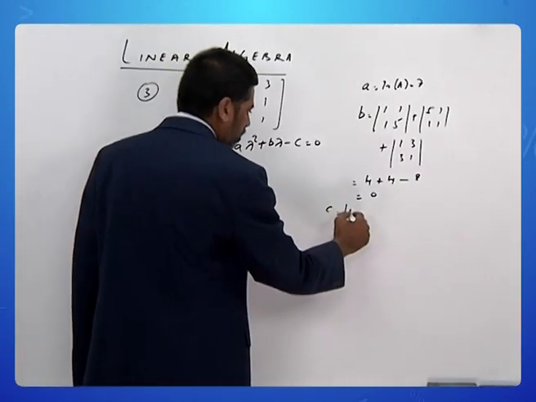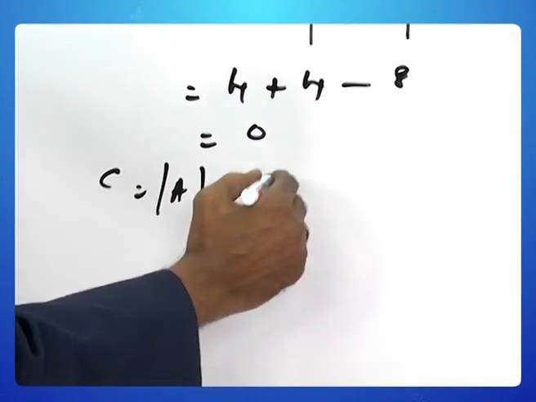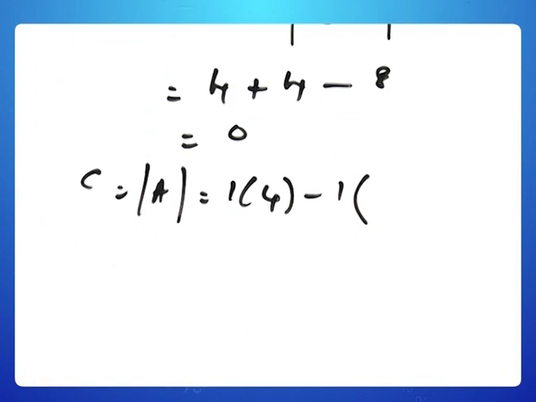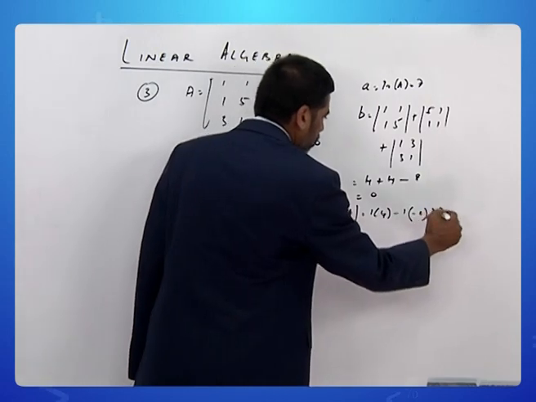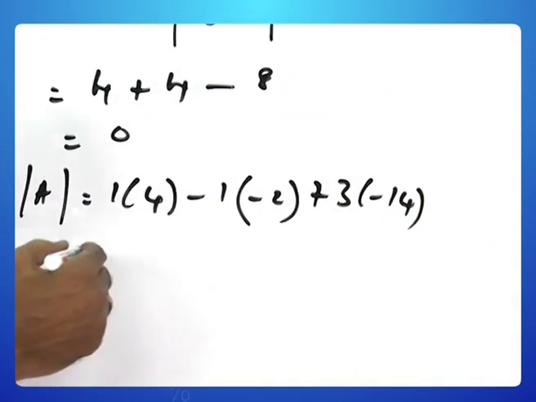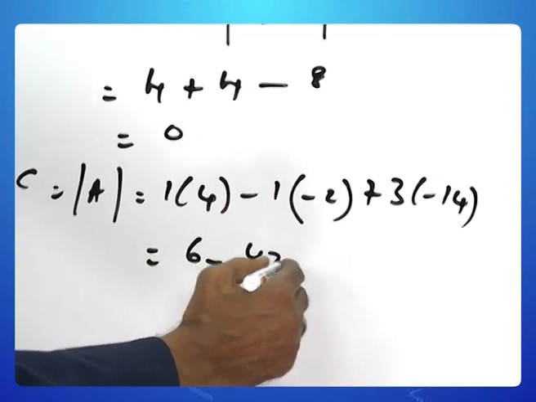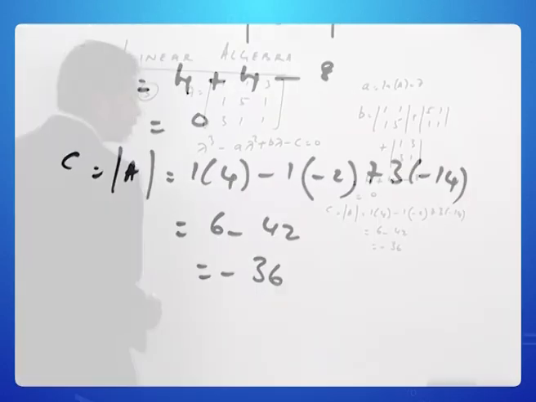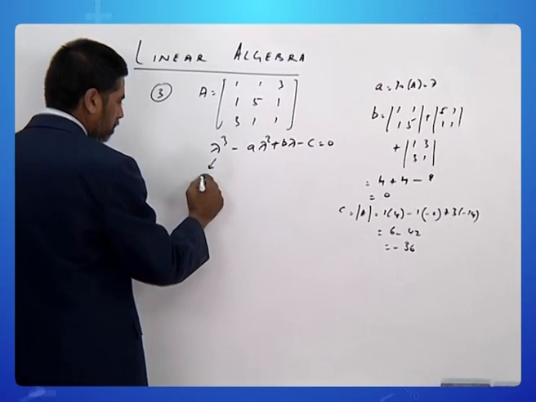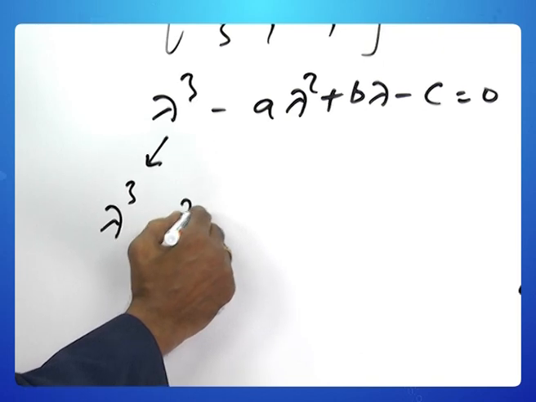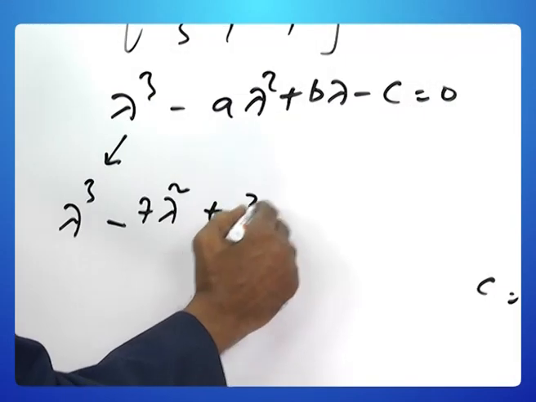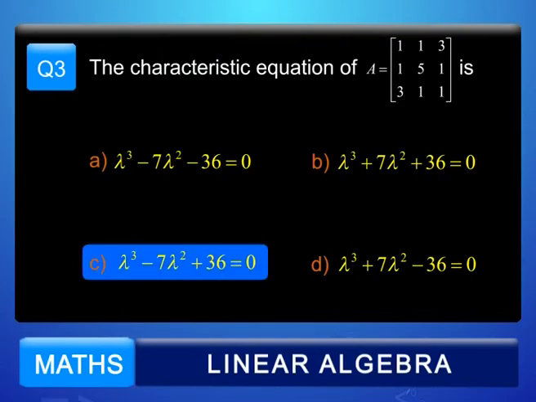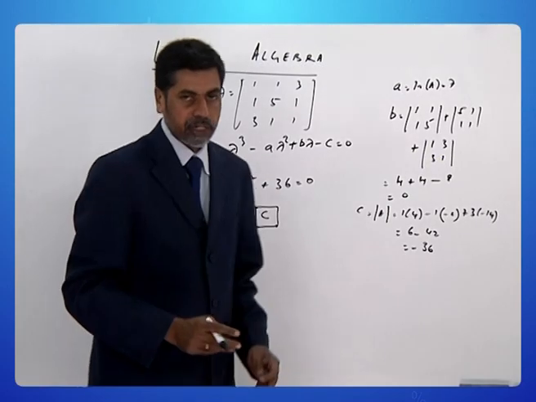And C is the determinant of A, which is 1 into 4 minus 1 into minus 2 plus 3 into minus 14. So this will be 4 plus 2, 6, minus 42, which is minus 36. Accordingly, the characteristic equation should be lambda cube minus 7 lambda squared, no linear term because B is 0, minus 36 is equal to 0. Therefore, the correct option for this problem is C. Let's go to the next question.